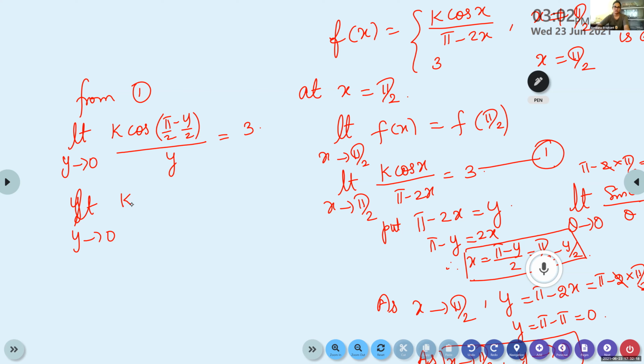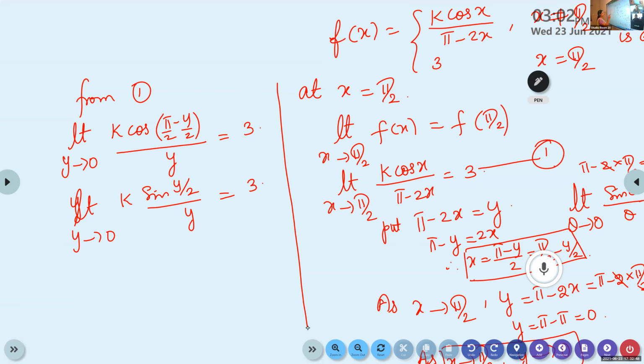Sine theta. Yes, it is sine theta. So we can write this as limit y tending to 0, k sine y by 2 by y is equal to 3. But look here: in order to use the limit sine theta by theta as theta tends to 0, the angle and the denominator should be the same.